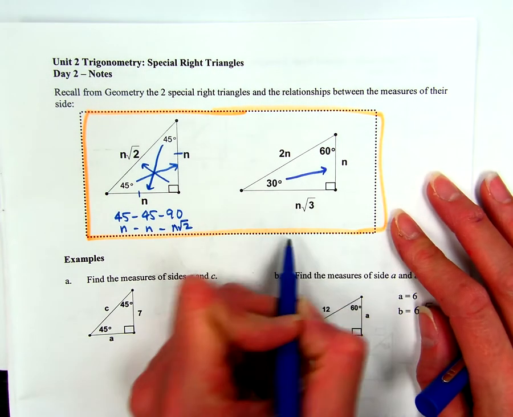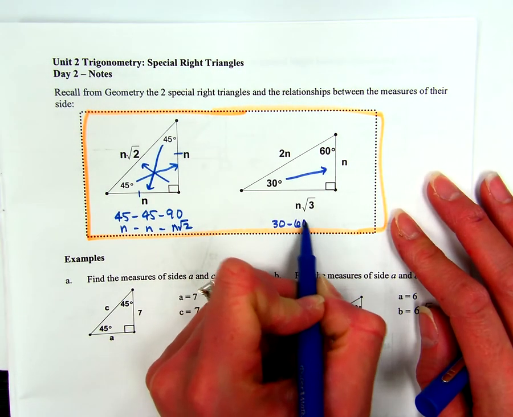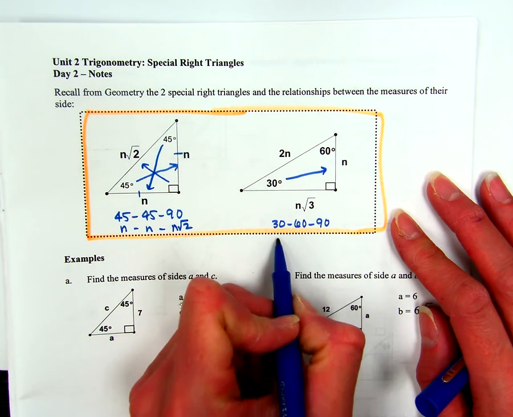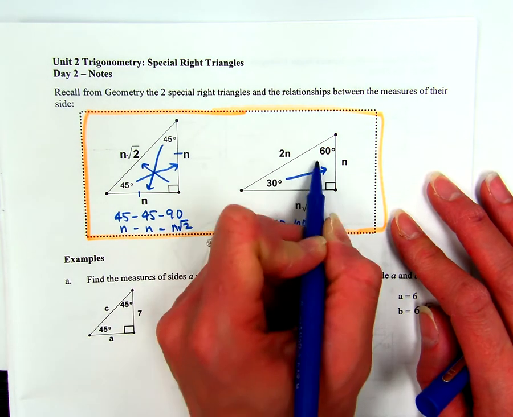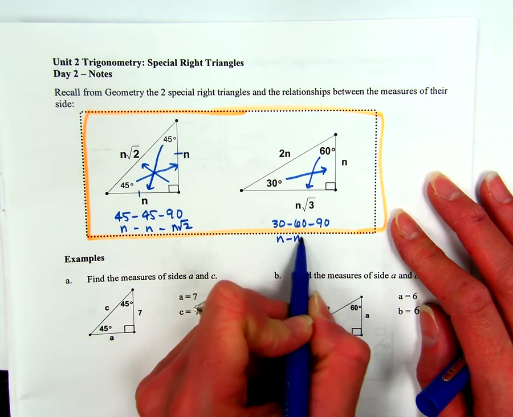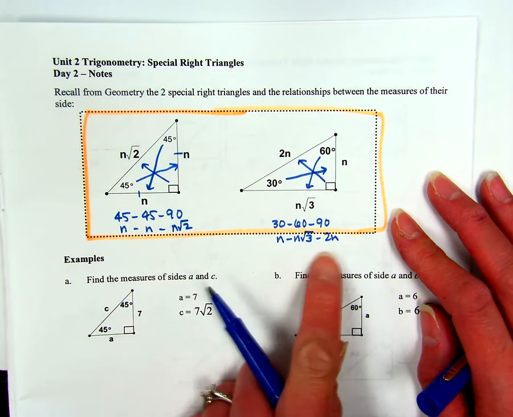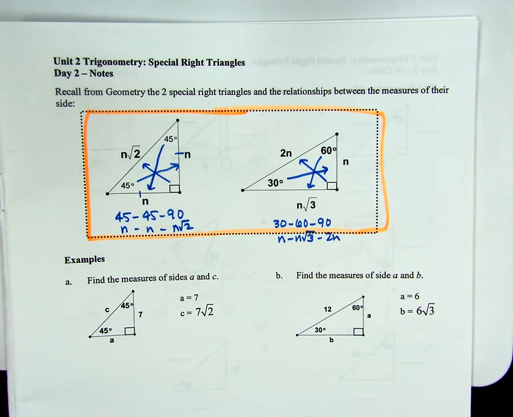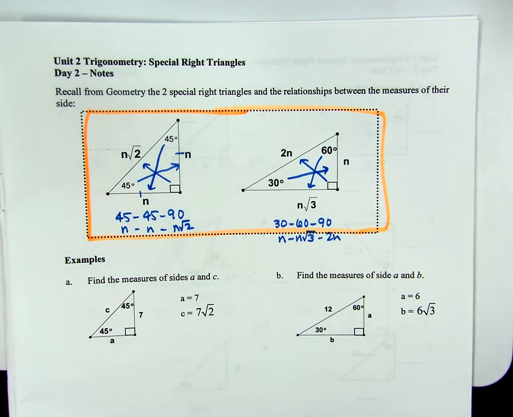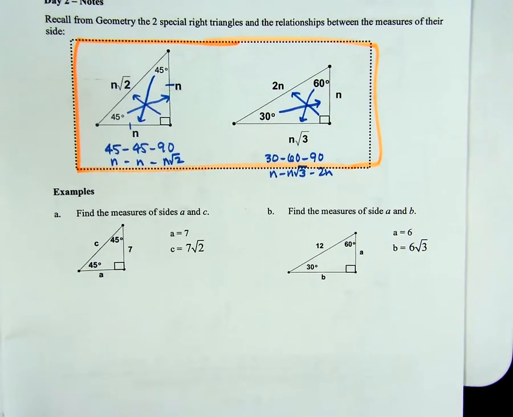And for 30, 60, 90 triangles, that's your other special right triangle. Across from the 30 is N, across from the 60 is N root 3, and across from the 90 is 2N. So again, I might set it up like that when we do the example problems. Okay, so turn to page 12, and we're going to go through the in-class part, and you can follow along.